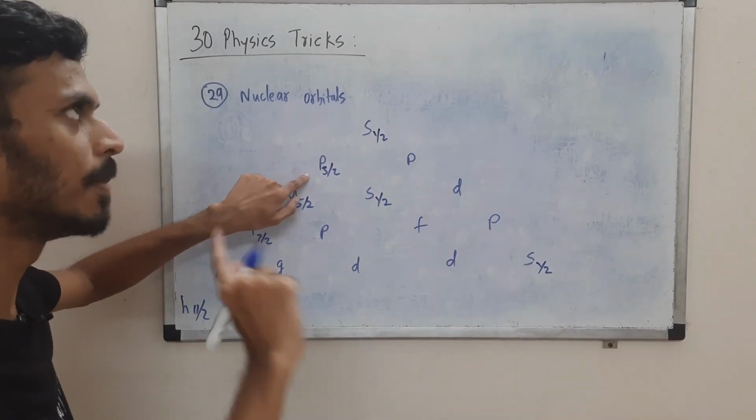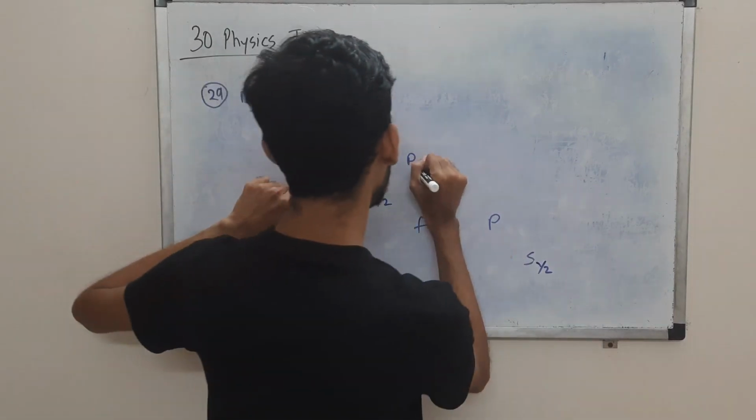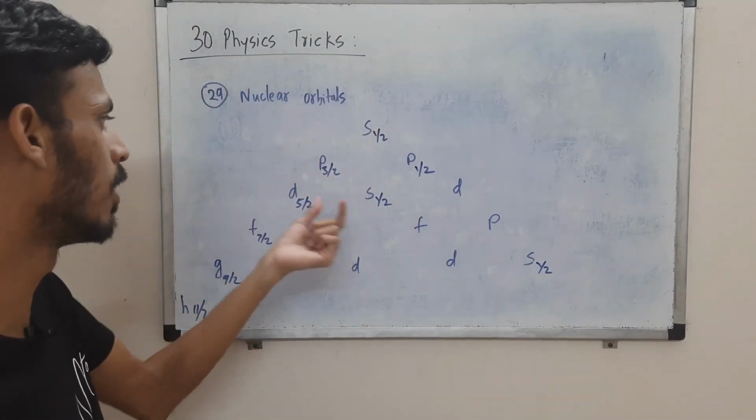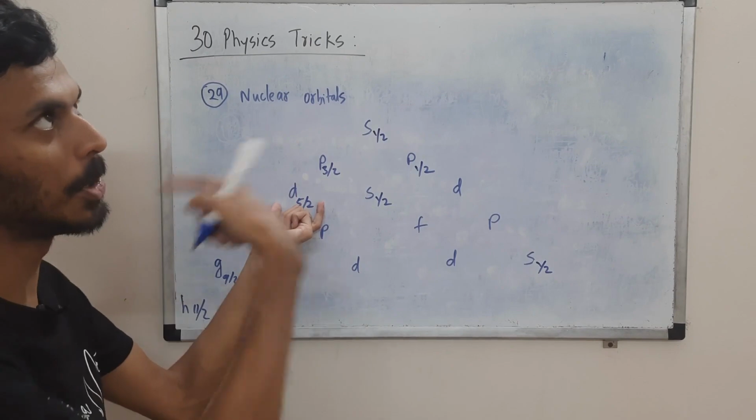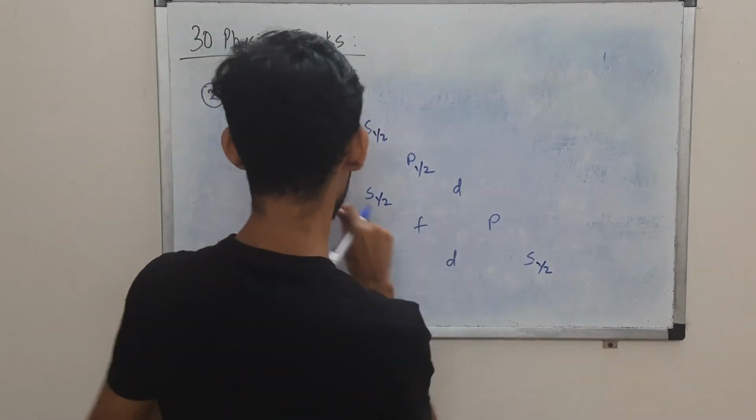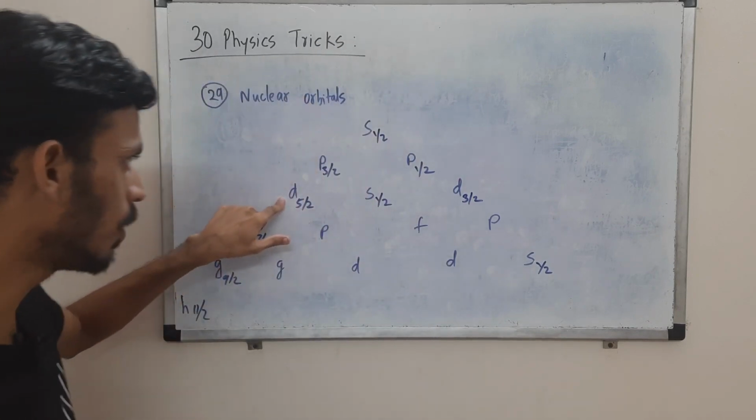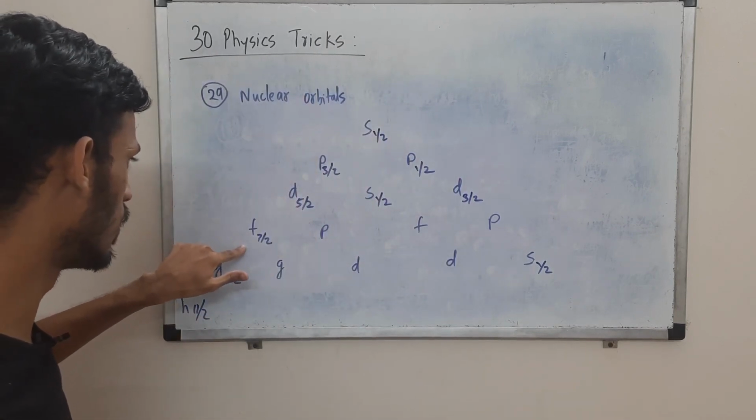Now p will be 3 by 2 and half, right? So those are the 2j values for your p orbitals, 3 by 2 and half. Similarly for d it is 5 by 2 and 3 by 2, one less. So from here it will start 5 by 2 and 3 by 2. Then f is 7 by 2.